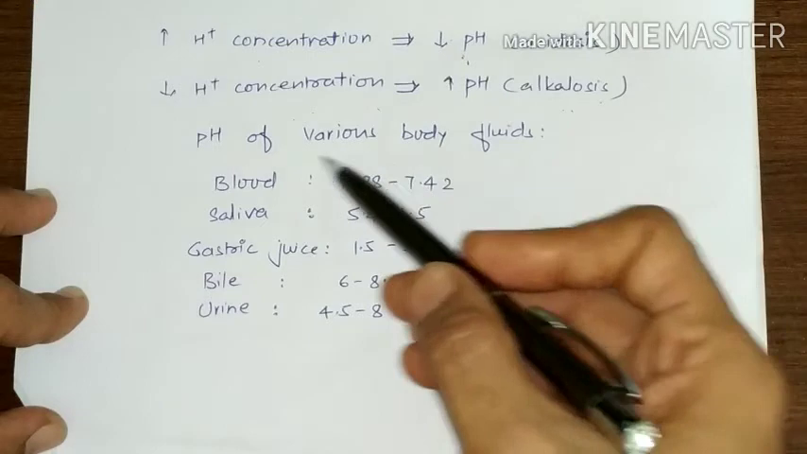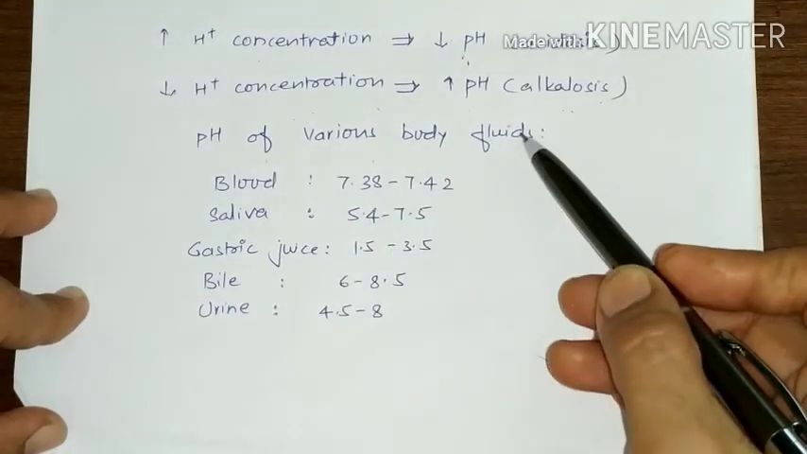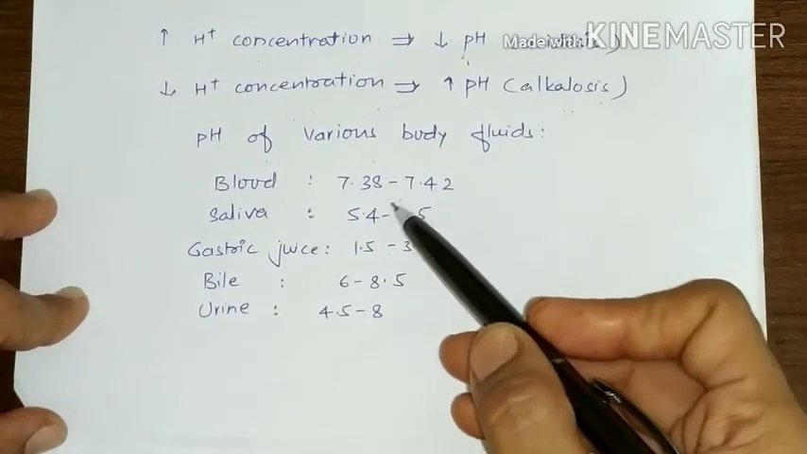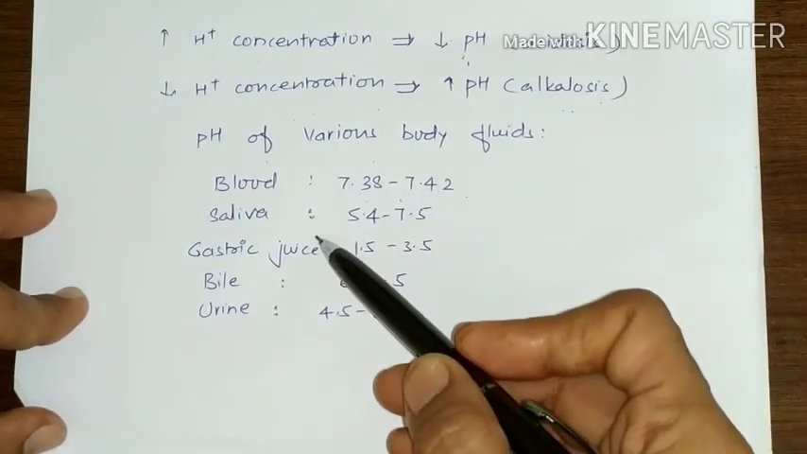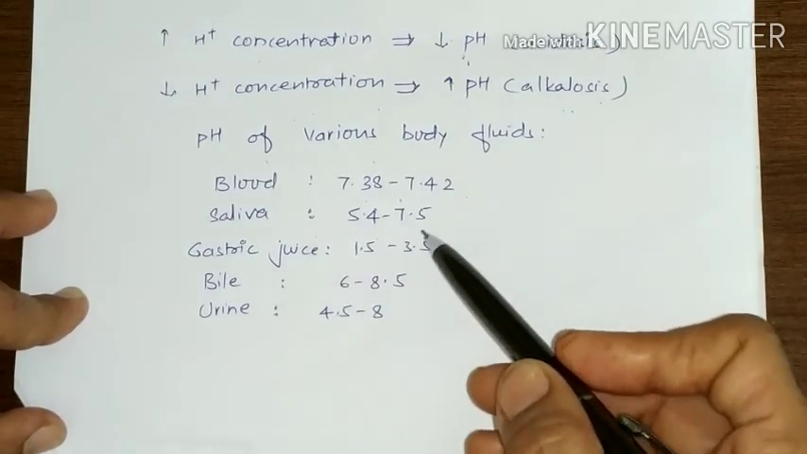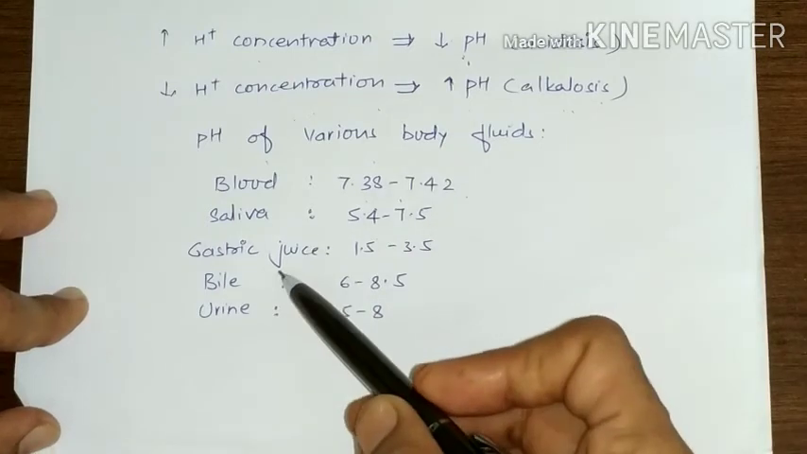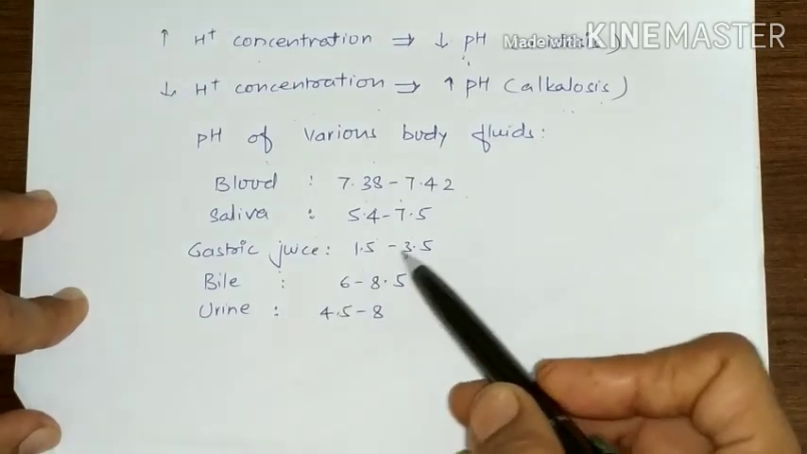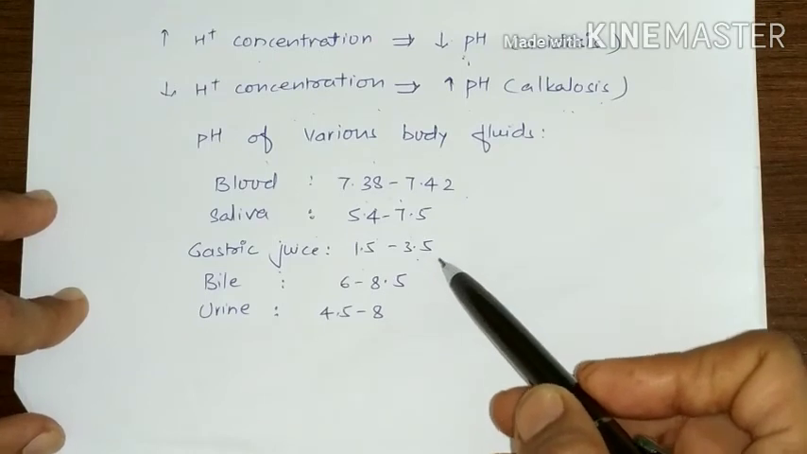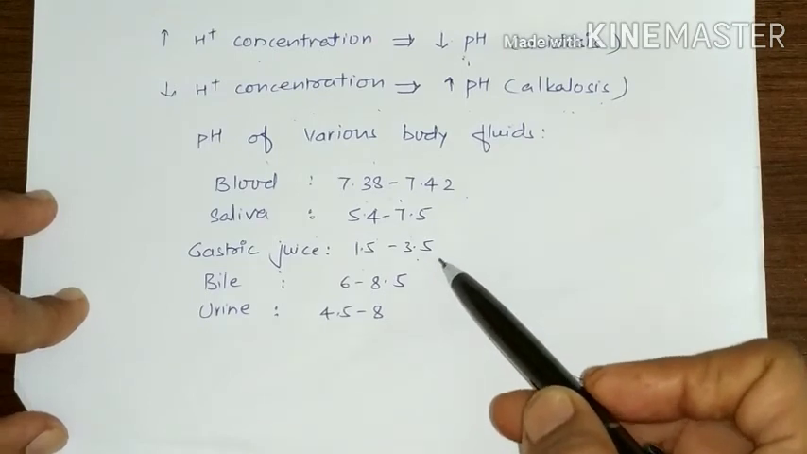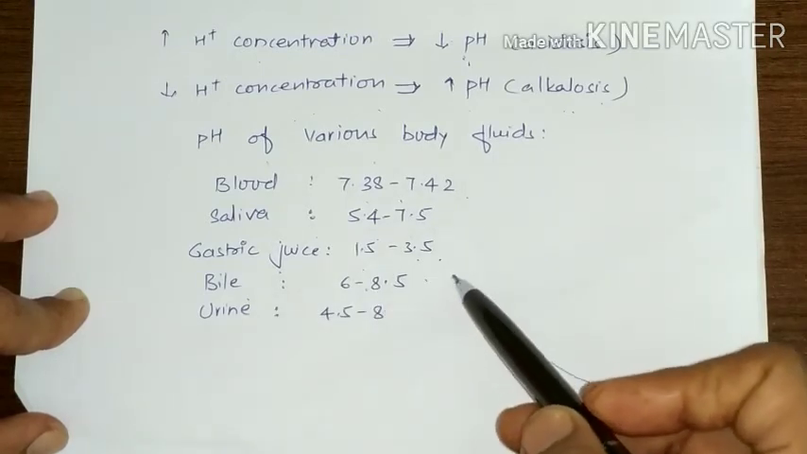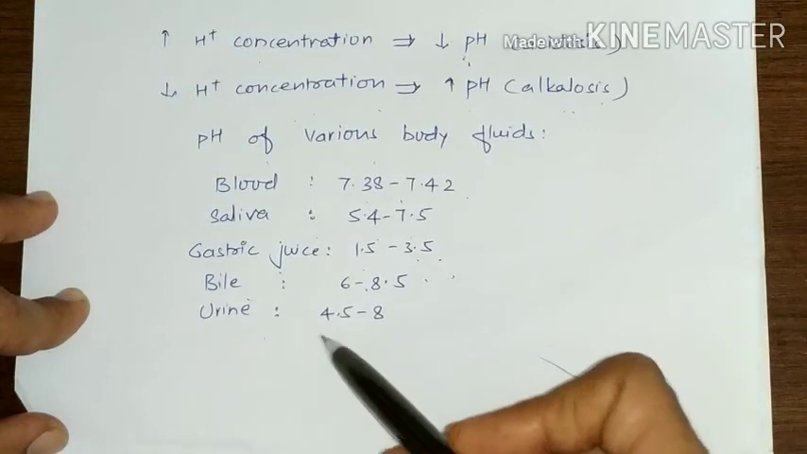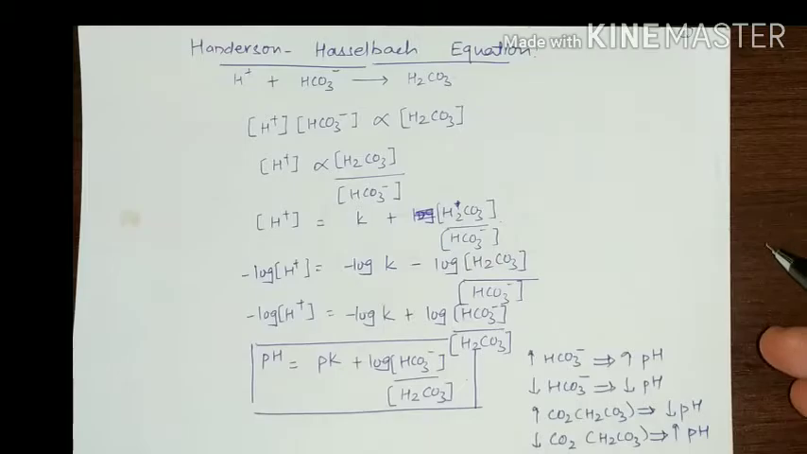Let us discuss pH of various fluids. Blood pH is about 7.38 to 7.42. pH of saliva is 5.4 to 7.5. Gastric juice pH is about 1.5 to 3.5. It is least because of the highest amount of hydrochloric acid in the gastric juice. pH of bile is 6 to 8.5 and pH of urine is from 4.5 to 8.